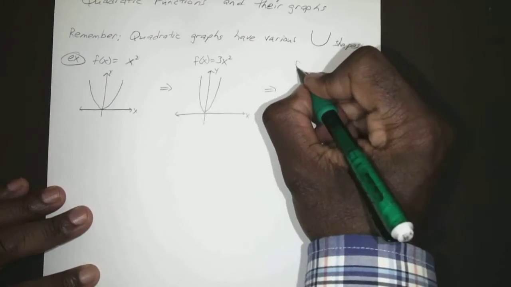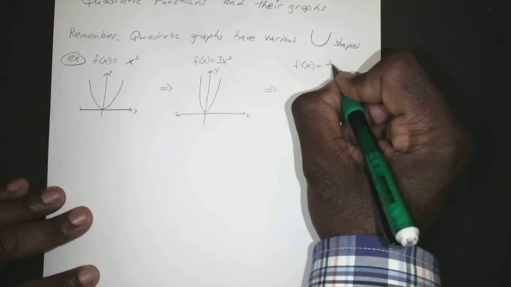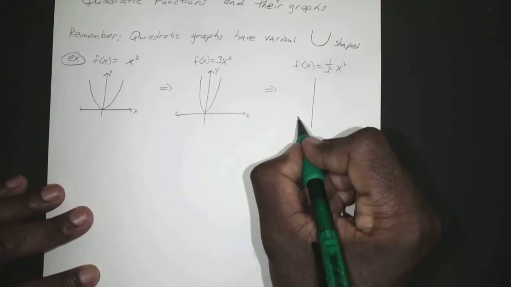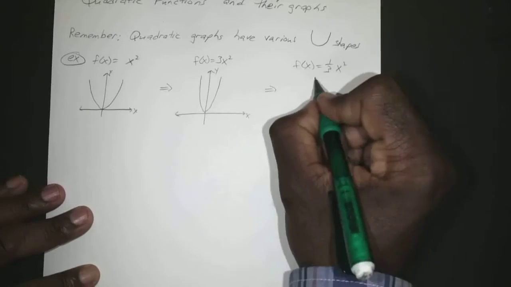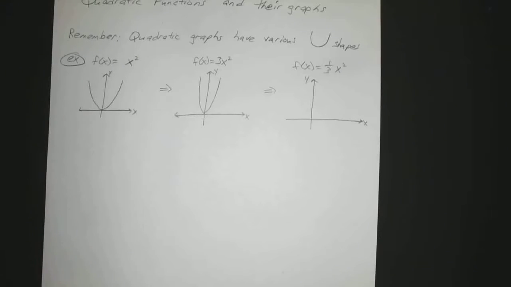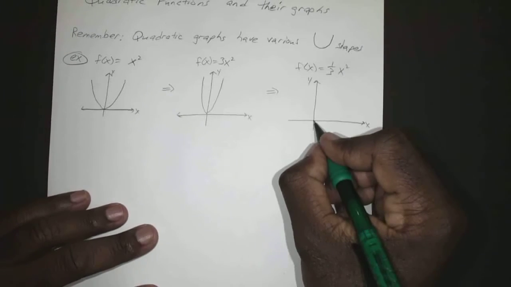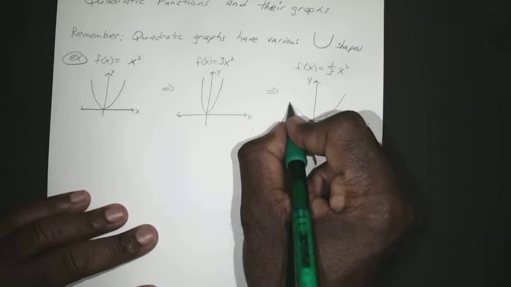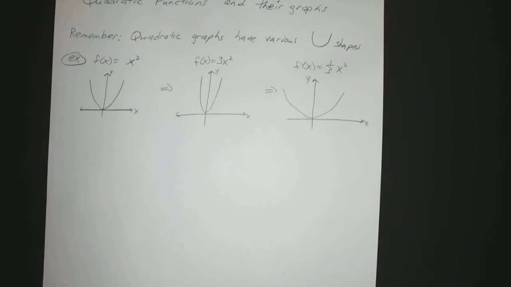Or if we had f of x equals 1/3 x squared, okay, we know that shrinks vertically. Okay, so that would look something like that, give or take. Okay, so you have your regular x squared, your stretched vertically, and your shrunken vertically x squared.